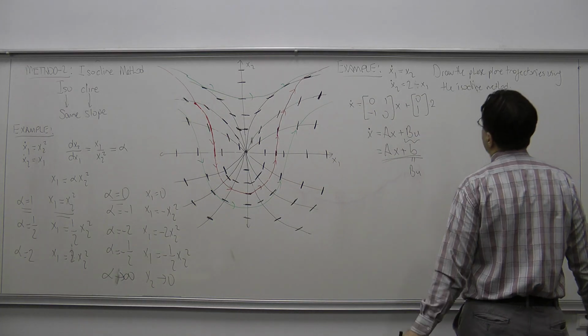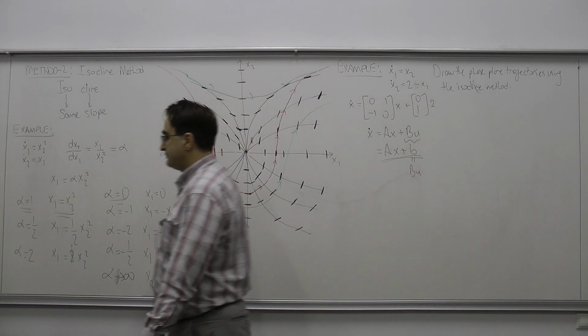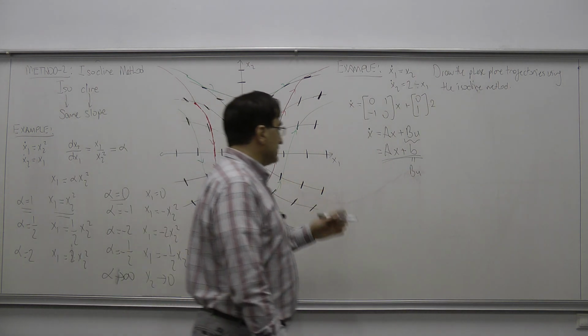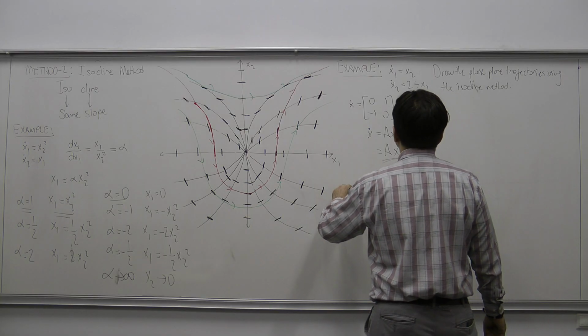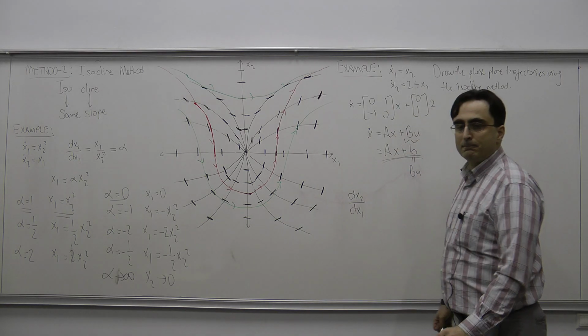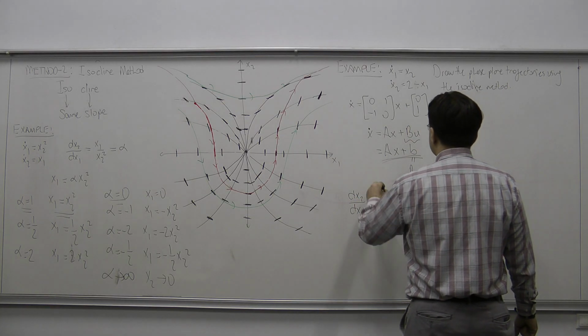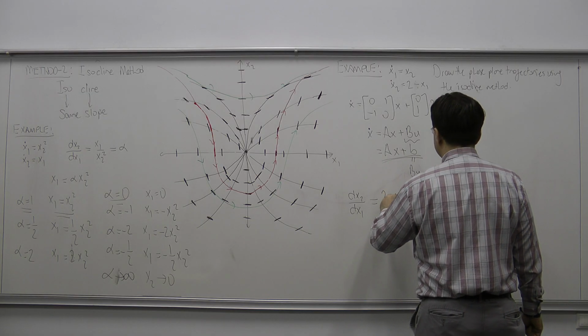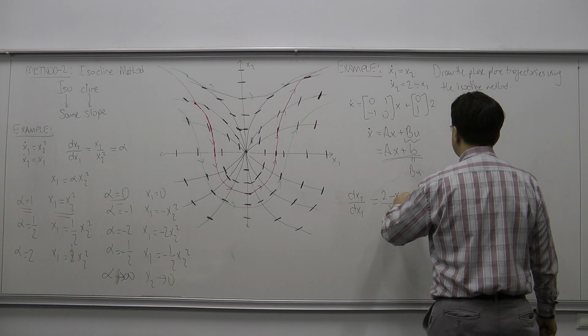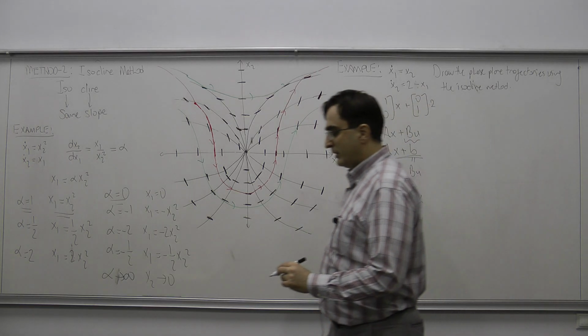So the task is to apply the isocline method on this system. The first thing that I'm going to do is to write dx2 over dx1. That is the slope of the trajectories. So I have 2 minus x1 divided by x2 here, and I'm going to equate this to alpha.